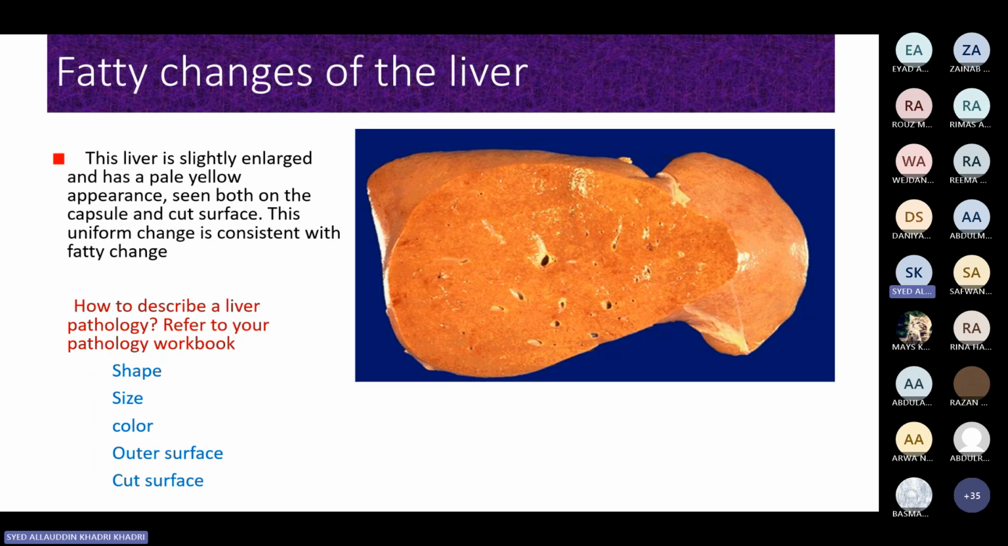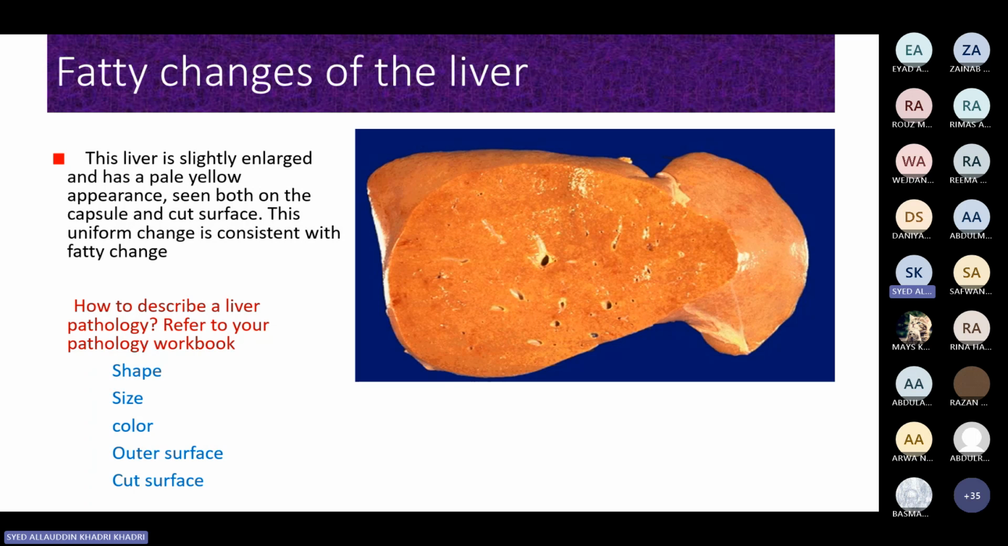When you cut the surface, it becomes greasy, with a yellowish appearance seen on the capsule as well as on the top and the cut surface. This uniform change is consistent with fatty change. I have done a lot of autopsies during my residency program, maybe around 500, and I've seen a lot of fatty changes. So how to describe a liver?